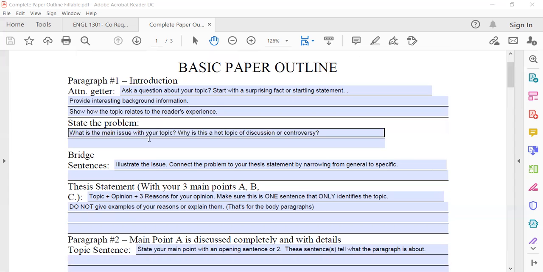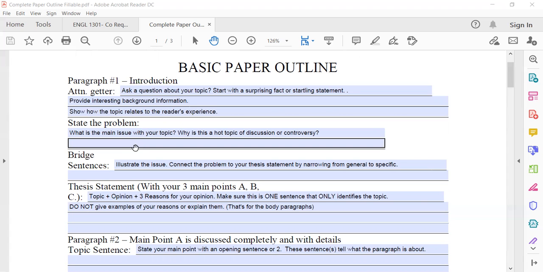Next, you're going to state the problem. And so the problem is basically the main issue that your paper will talk about. So what is the main issue with your topic, and why is it a hot topic of discussion or controversy? Why is it something that we want to know about, something that needs to be addressed? So you would state that here.